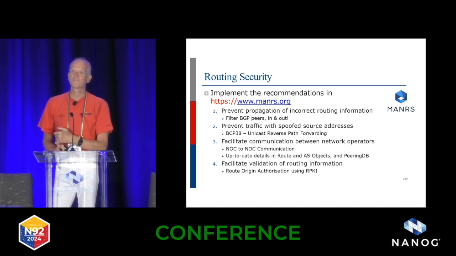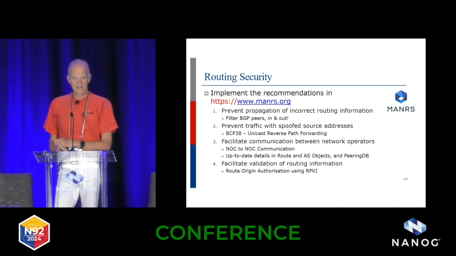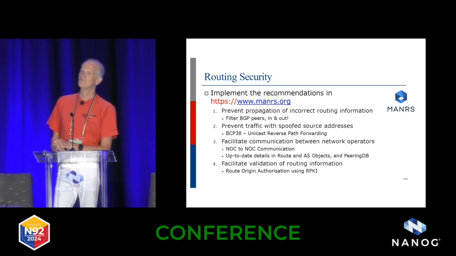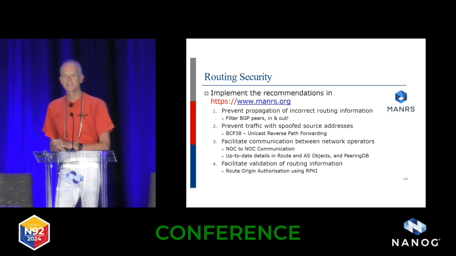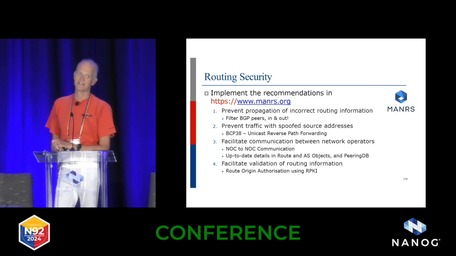Prevent traffic with spoofed source addresses, BCP 38. It's been around since, when did Danny McPherson do that? 1997, something like that. But I mention BCP 38 to a lot of newcomers to the industry, and they go, what's that? And I mention unicast reverse path forwarding, and it's even more blank stares. So it's been around for a very long time. We need to be doing this so we don't get traffic with spoofed source addresses going out there.